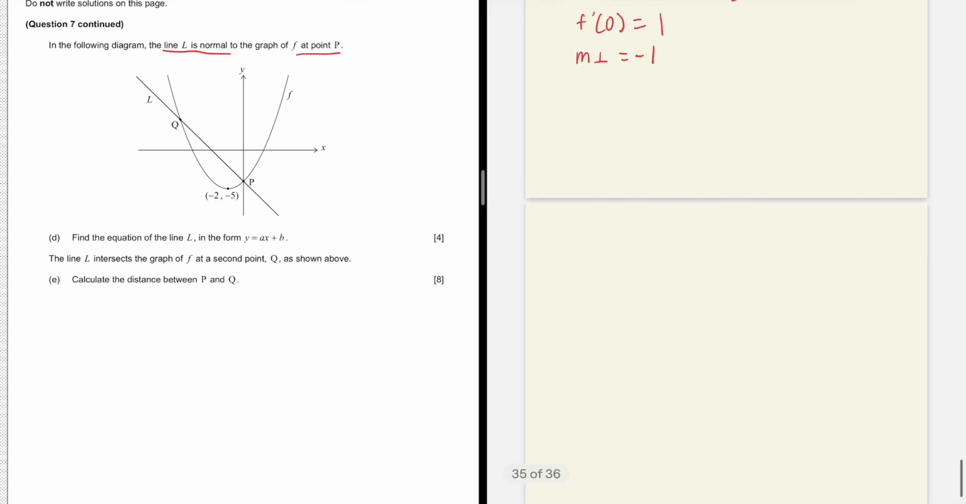Therefore, in our line function, y equals mx plus b, we get y equals -x plus b. And then we know that point P is (0, -4), and so we could find that b is equal to -4. Therefore, the line is y equals -x minus 4.